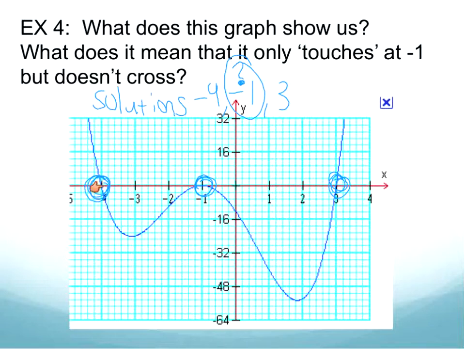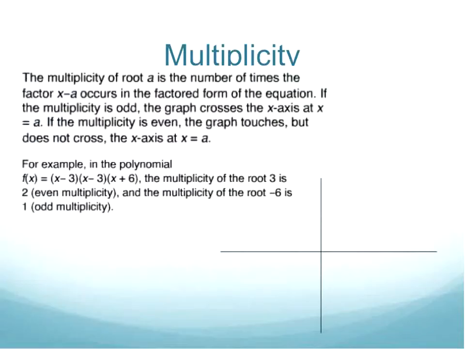So let's take a look at my graph. At the -4, it crosses straight up and down. At the 3, it crosses. It goes straight up and down. It doesn't cross at the -1. So here's where we're going to learn a new word called multiplicity. And this one actually has 4 solutions. And you're thinking, what? How does this have 4 solutions? So I'm going to show you.